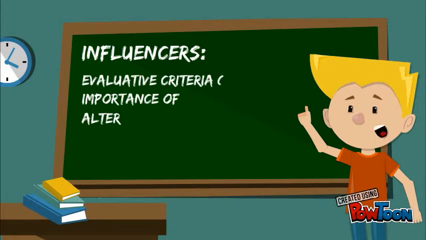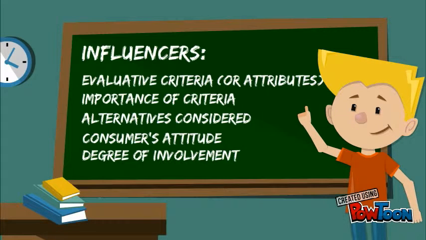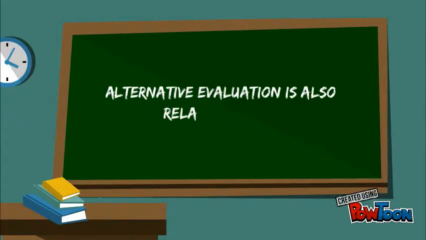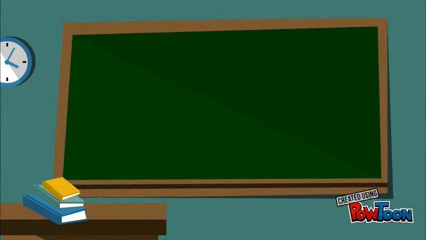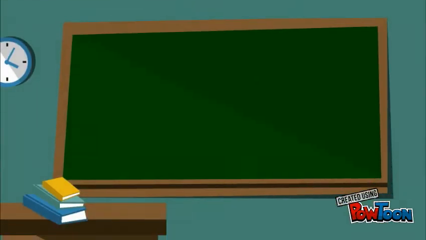Influencers include evaluative criteria, importance of criteria, alternatives considered, consumer's attitude, and degree of involvement. Alternative evaluation is also related to MAU. Alternative versus attribute. Using the alternative decision strategy, one looks at one alternative at a time. Using the attribute decision strategy, one looks at one attribute at a time.